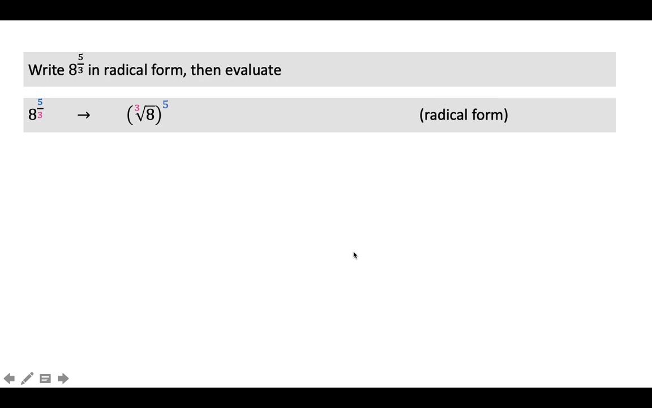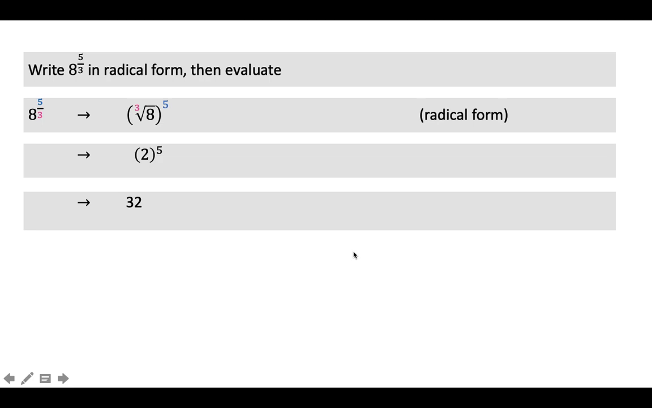So I'm going to work in order of operations. I'm going to evaluate what's in the brackets first. The third root of 8 is 2. 2 to the power of 5, well, that's 2 times 2 times 2 times 2 times 2, which is 32.